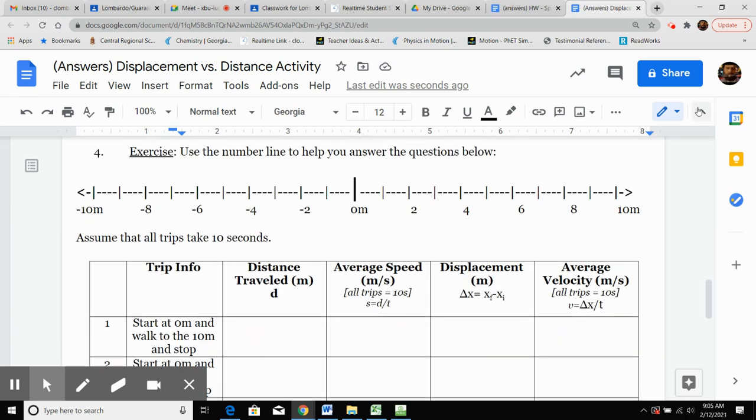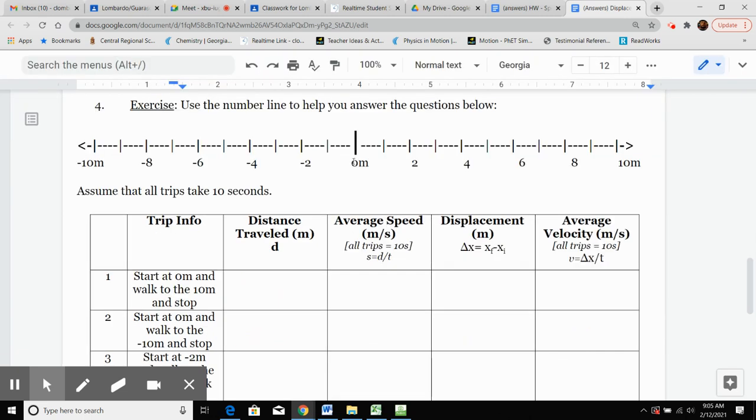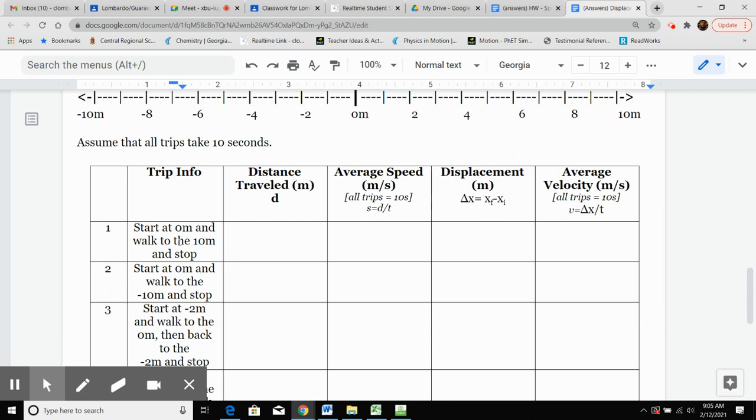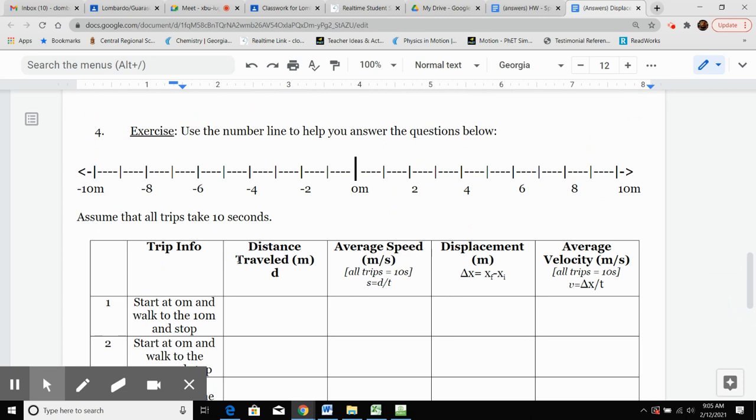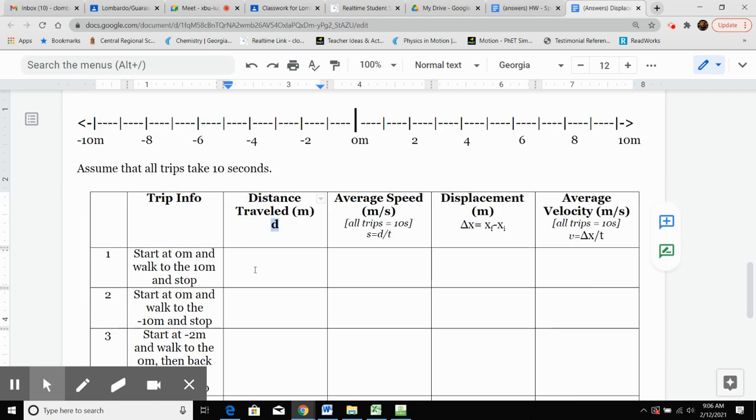Okay. So guys, now we're going to use this number line here. So the first one: start at 0 meters, walk to the 10-meter position, and then stop. Now notice here, it says to assume that all trips take 10 seconds. Now, I don't think you guys have this on yours. These little pieces of information: you have distance traveled in m, average speed in meters per second, displacement in m, average velocity in meters per second. And all trips are worth 10 seconds. So these are the variables, and these are what the letters are for these variables. Distance is d, average speed is distance divided by time, displacement is final minus initial, and velocity is displacement over time. So if you wanted to add those in, you could.